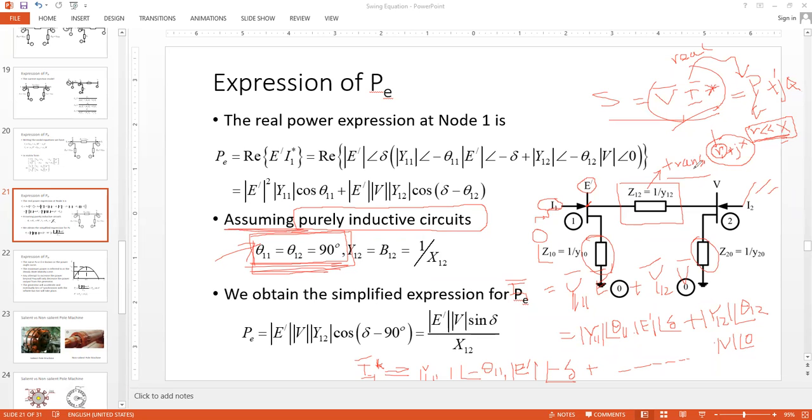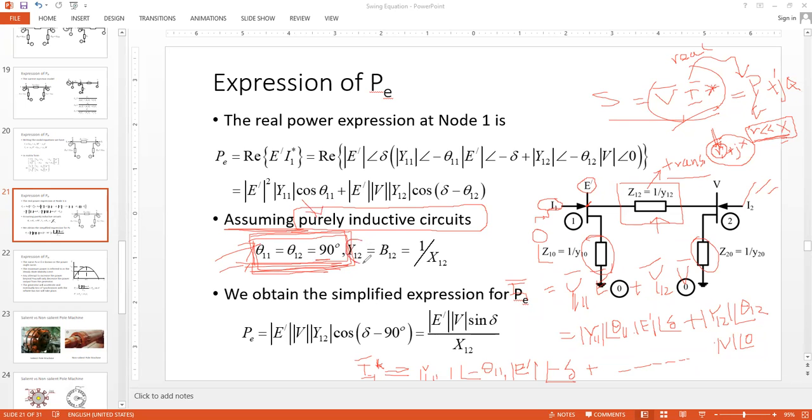Okay, this is what we generally do as a designer. We don't want the real power losses to be occurring through the lines while we are trying to transmit power from the generating station up to the load centers. So this is a valid assumption. So we take all these thetas equal to 90 degrees by considering purely inductive circuits.